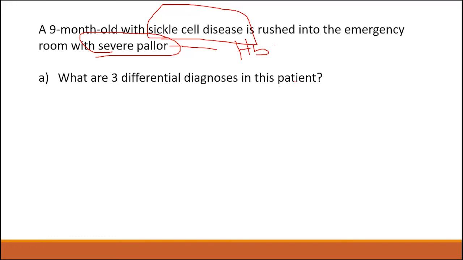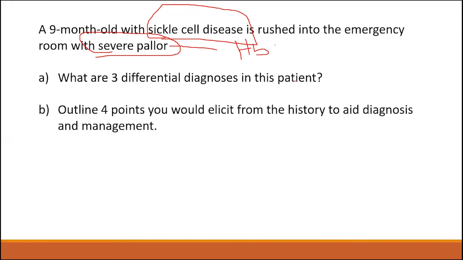That means the blood is being destroyed. Serious destruction is going on. So you can mention these things and you are good to go. Again, these are simply some of the complications of sickle cell. All right.